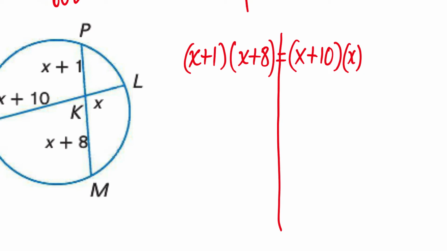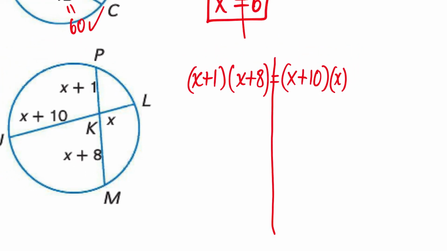All right, so on that first one, how am I going to multiply x plus 1 times x plus 8? You could use the box, and if you want to do that, go for it. I'm going to just use FOIL. First, x times x is x squared. Outside, x times 8 is 8x. Inside, 1 times x is 1x, and last, 1 times 8 is 8. So I did the first, outer, inner, last.